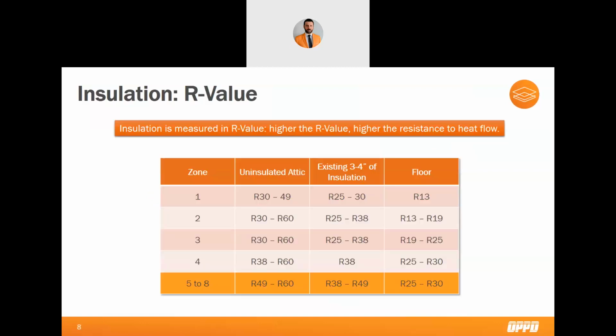Using this chart, we can see what amount of insulation is recommended for Zone 5. In an uninsulated attic, anywhere between R49 and R60. If that attic has roughly 3 to 4 inches of insulation already, adding R38 to R49 is recommended. And lastly, for the floor, we see R25 to R30.